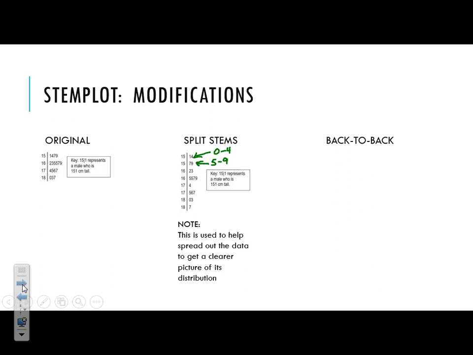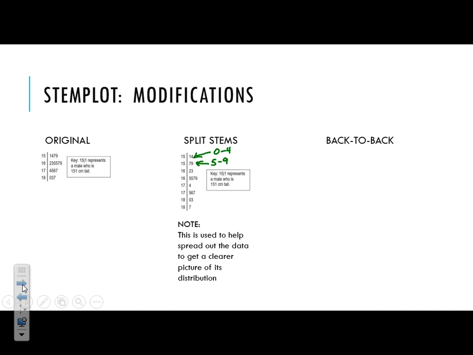And so that's a simple modification that we can use, and you can see this gives us a little different picture of the distribution. Now, when should you split? When should you leave it original? That's kind of a gray area, and that's just a decision that you get to make.